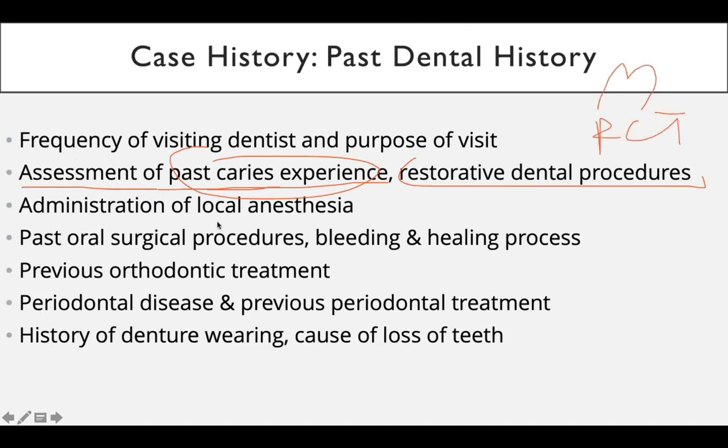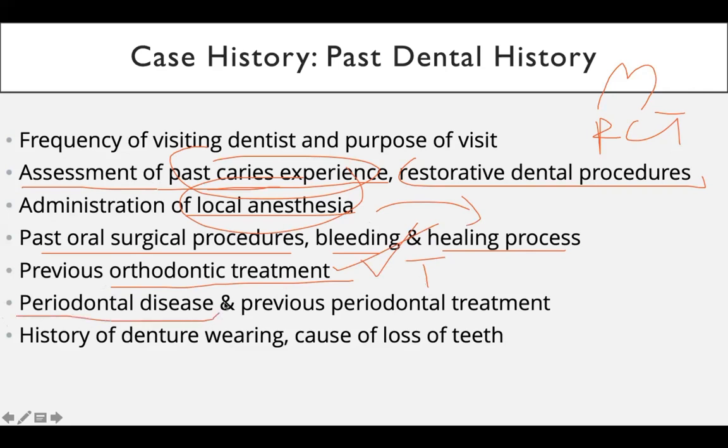is given, and then local anesthesia. If you have had any problem with anesthesia previously, or if I give you anesthesia right now, you need to take a consent. Past oral surgical procedures, bleeding and healing processes and tendencies, previous orthodontic treatment, and then prostheses given, artificial teeth, periodontal disease. You know the 4 tissues of the periodontium, right? Cementum, bone tissue, yeah, remember, right?